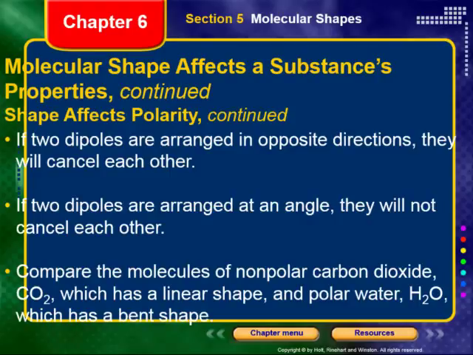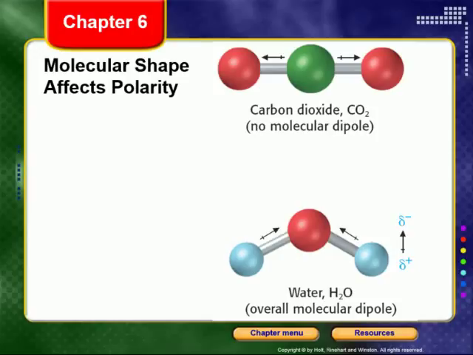And we're also going to look at water, which we just established as a bent molecule, as a bent shape. And that makes the 2 dipoles not in exactly opposite directions. They're at an angle. And so they don't cancel each other out. And so we end up with water being polar. So let's take a look at that.